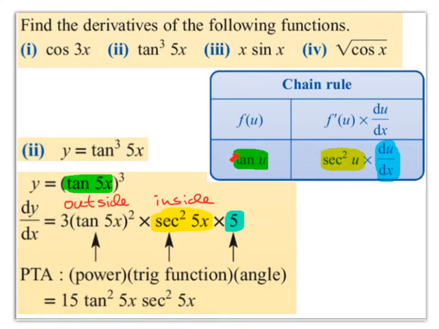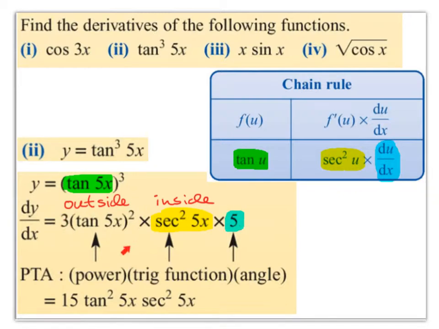So if our function is tan u, then our derivative is sec squared u multiplied by du dx. So instead of sec squared u, we'll have sec squared 5x. And then we multiply that by the derivative of the angle. So the derivative of 5x is going to be 5. So this is the power, this is the trig function, this is the angle. And then we just simplify.